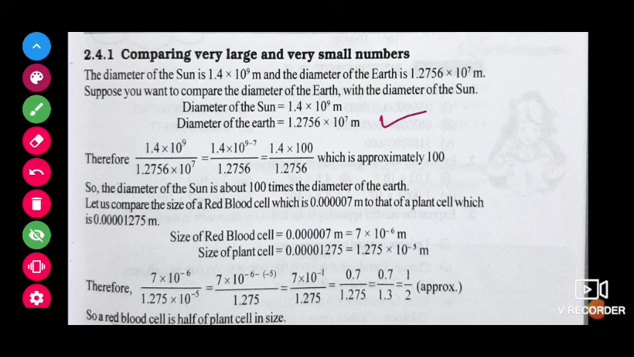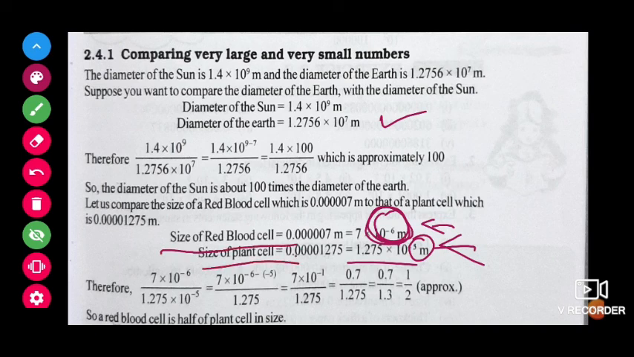Whenever we take the negative, see here, the size of the red blood cell is 7 into 10 to the power minus 6. Next, the size of a plant cell is 1.275 into 10 to the power minus 5. So whenever we take negative, the one having the more power will be the smaller. So 10 to the power minus 6 is the more power, that is negative power. So automatically the red blood cell is smaller than the size of the plant cell.